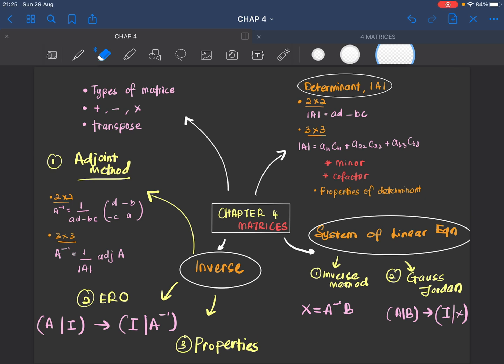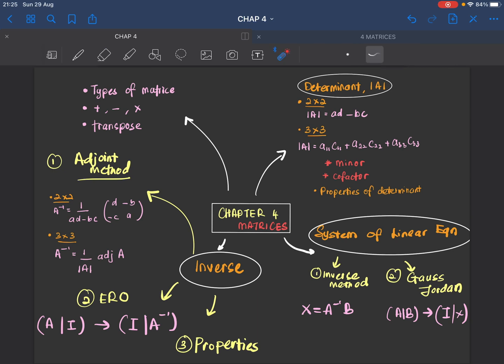So matrices ni pun saya rasa senang untuk kamu because you have already learned this in secondary school. So kita just macam recap balik lah, tapi ada few things yang kamu akan baru belajar dekat sini. So this, what are you going to learn?